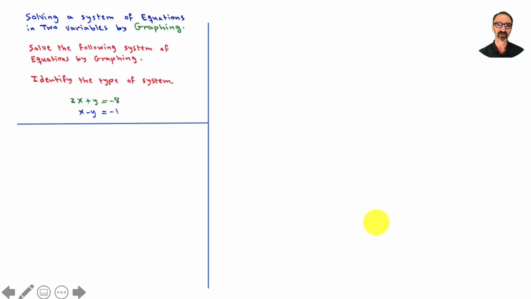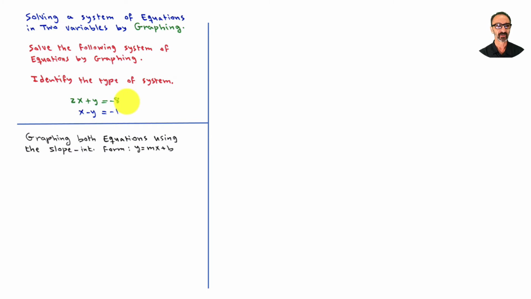Solving a system of equations in two variables by graphing. Solve the following system of equations by graphing. Identify the type of system and tell me if it's dependent, independent, or inconsistent. Graph both equations using the slope-intercept form.